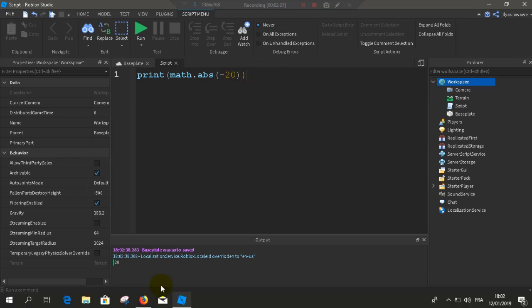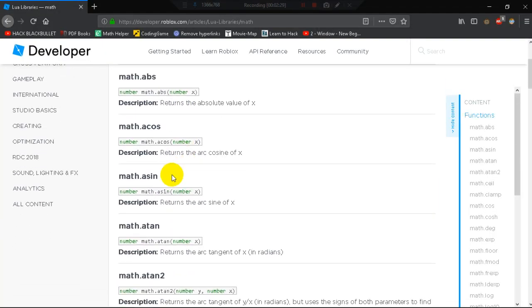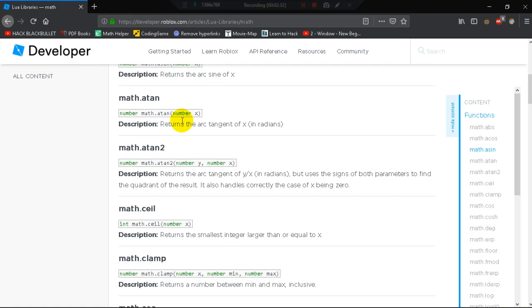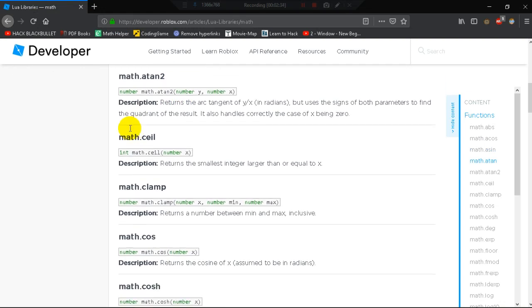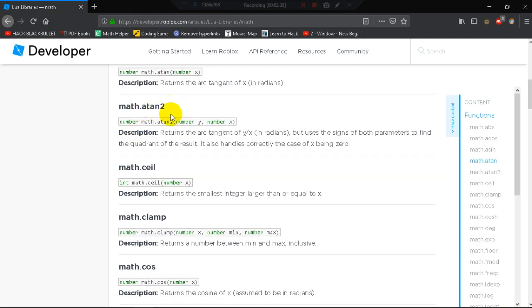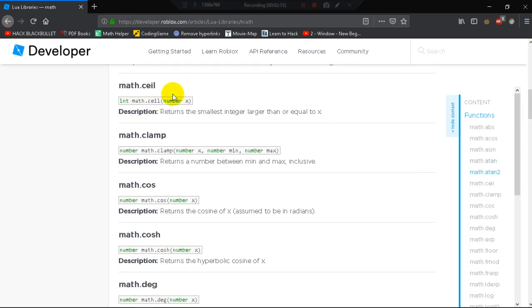So now let's look for something else. Well, that's not used a lot: math.atan2, it's used for getting the actual angle between two coordinates, but I'm not gonna cover this in this video. And we have math.ceil. This math.ceil just returns the smallest integer larger than or equal to x.